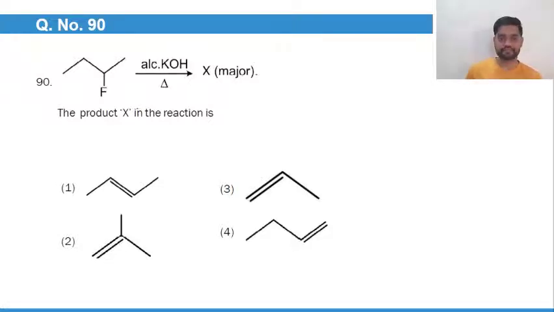90. The product X in the given reaction, alcoholic KOH. But if you see, it's a very bad leaving group. And if it is a bad leaving group, then we can say that Hoffman dominates. And Hoffman dominates means what? It will form but-1-ene. So the product X will be but-1-ene like this. So option number 4 is the right answer.